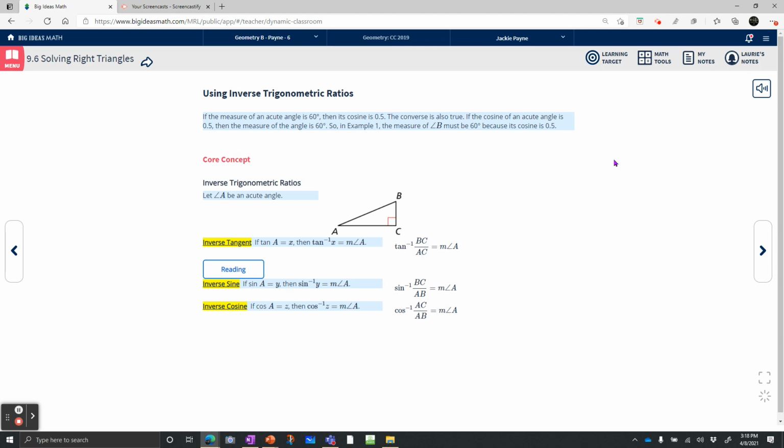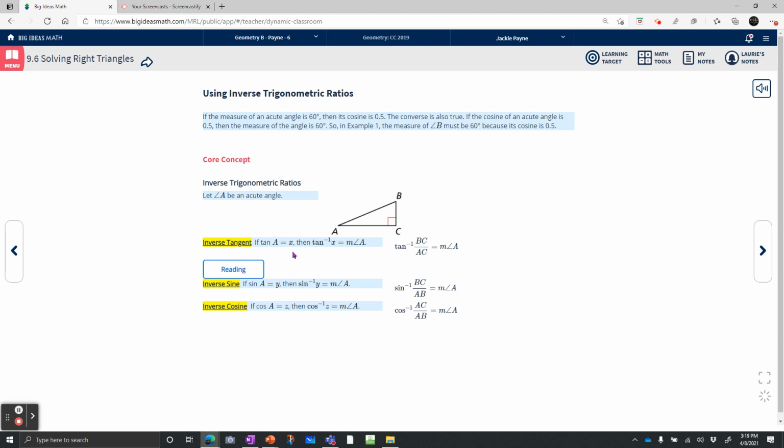So the inverse tangent looks like tan with a little -1 power. That's not actually a power, but here's how it reads. If the tangent of A equals x, where A is the angle, then the inverse tangent of x is equal to the measurement of the angle A. So we read that little sign there, tangent with a -1 power, as the inverse tangent of x.